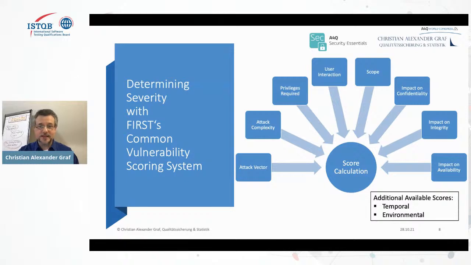Also, there are additional available scores, like, for example, temporal scores, because the severity of a vulnerability may evolve over time. First of all, there might be only a proof of concept, and there might be elaborate scripts that you can download to stage an attack. So you can modify the base score, or you can add an environmental score, because maybe a system is vulnerable but is well protected within an intranet. And so your personal score or your enterprise score for a vulnerability might need to be adapted.